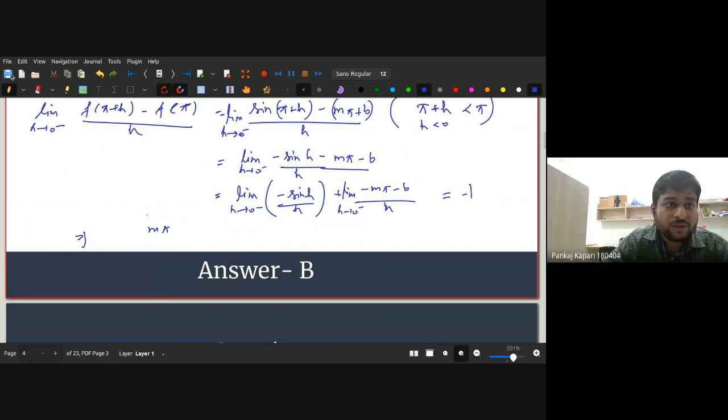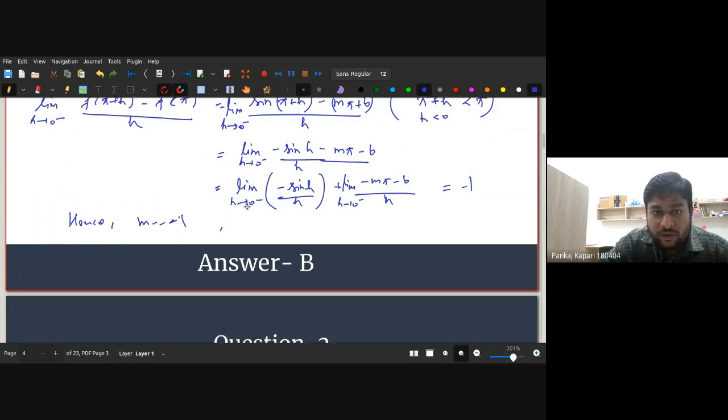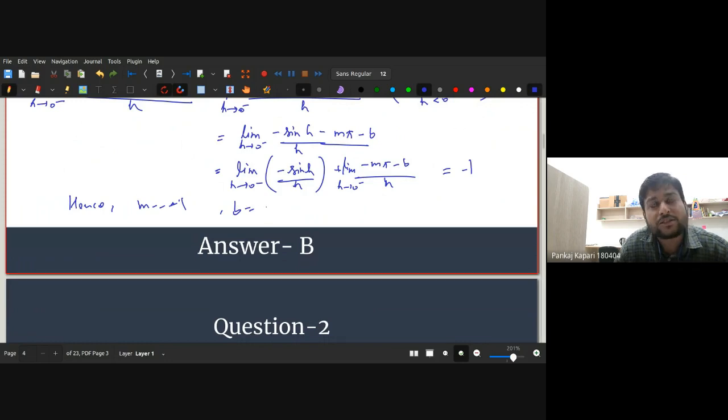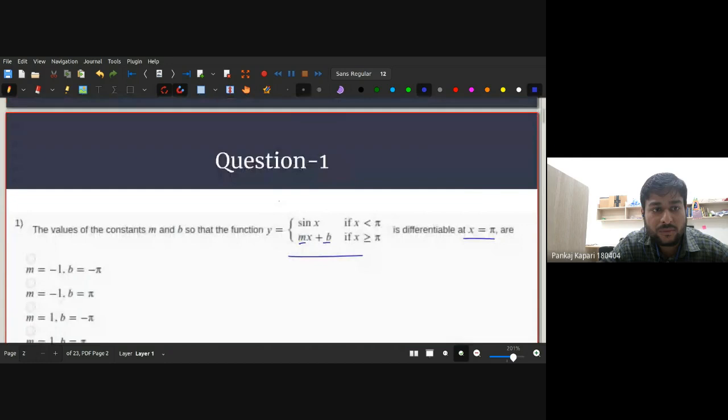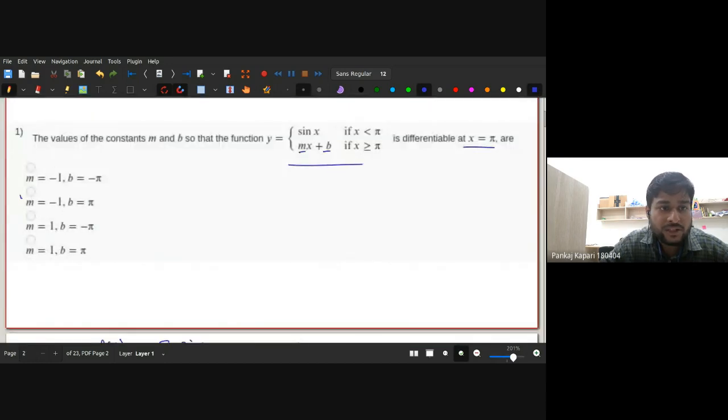So the equality will just imply that m is minus 1, and then you will have b equal to 1, right? Because m pi is 0. No, b equal to pi. The second option is correct here.